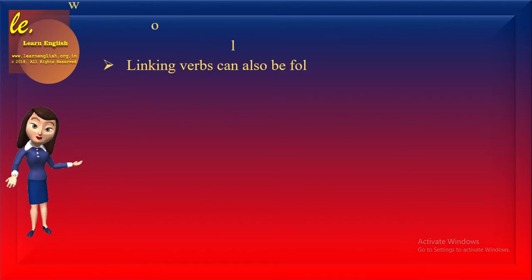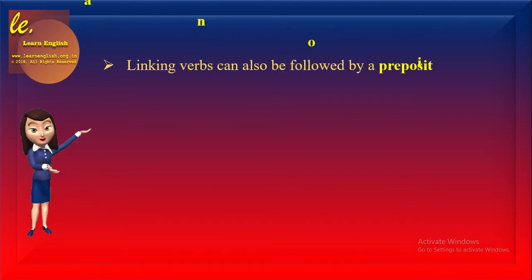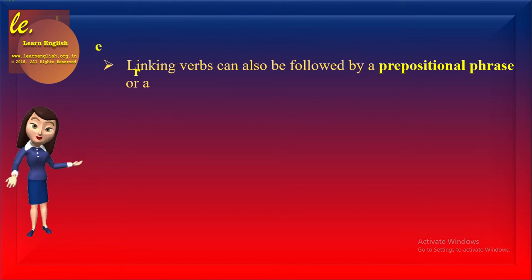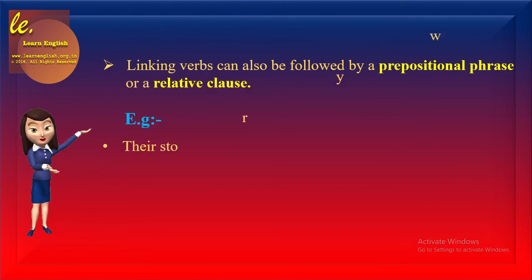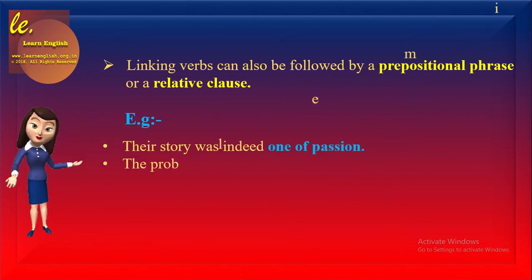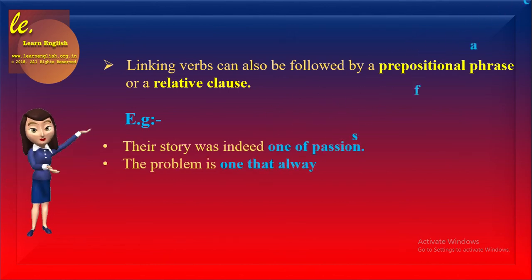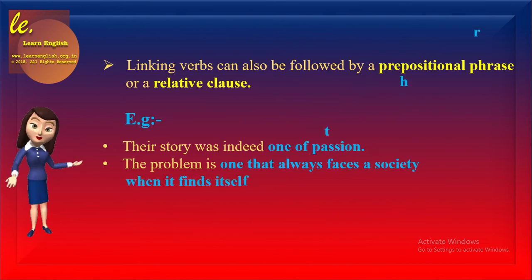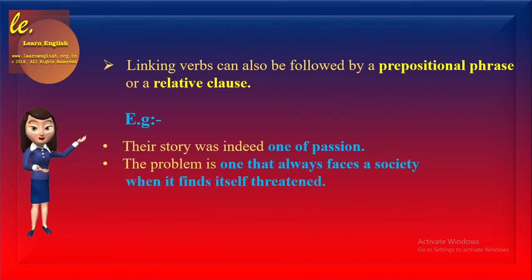Linking verbs can also be followed by a prepositional phrase or a relative clause. Example: their story was indeed one of passion. The problem is one that always faces a society when it finds itself threatened.